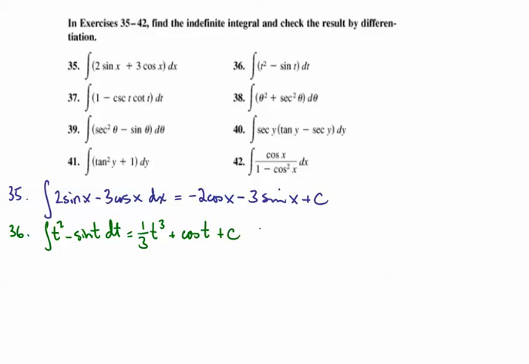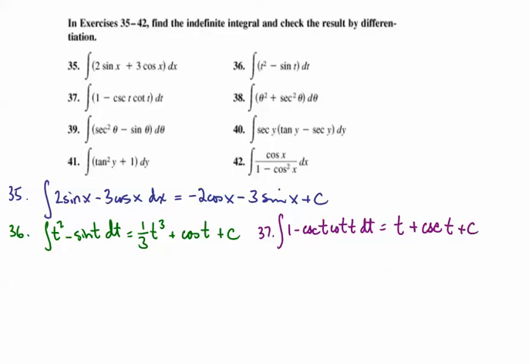Number 37. We have the integral of 1 minus cosecant t cotangent t, and you want to recall that the question is which function has a derivative of negative cosecant cotangent, and that would be cosecant. The derivative of cosecant is negative cosecant cotangent, and so for the 1 we're going to get a t here, and then plus instead of minus cosecant of t plus c.